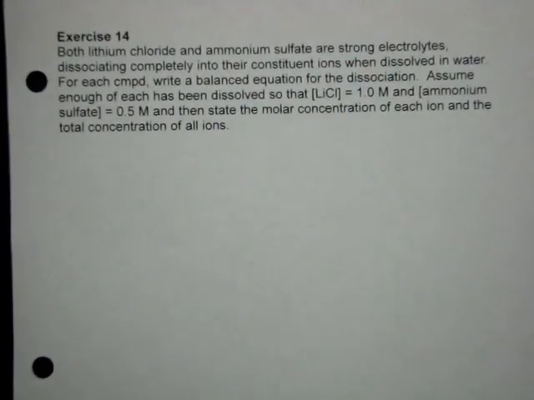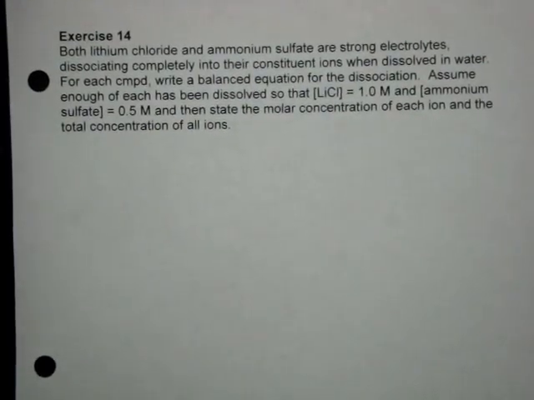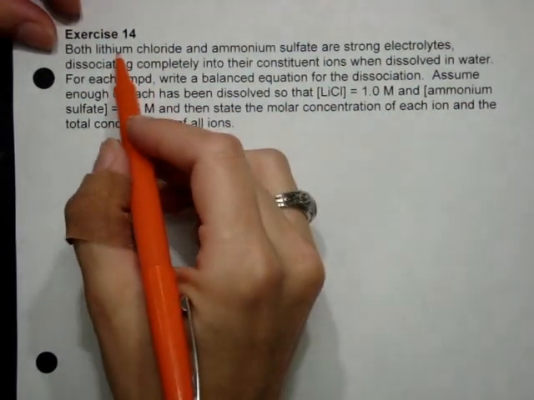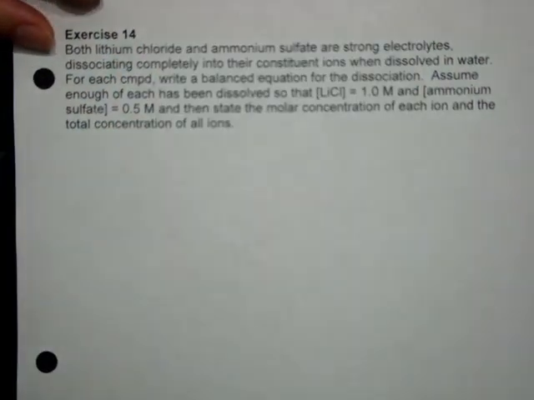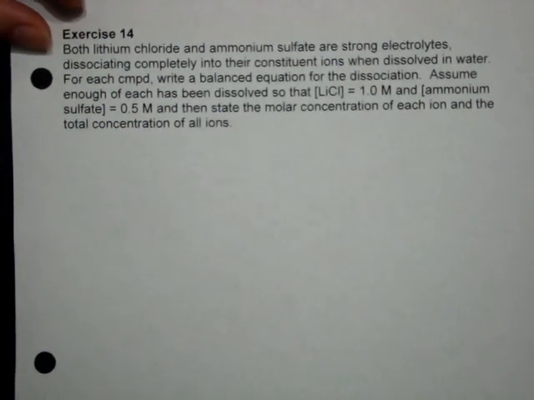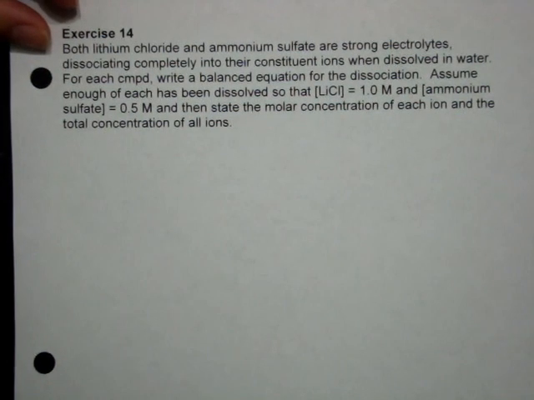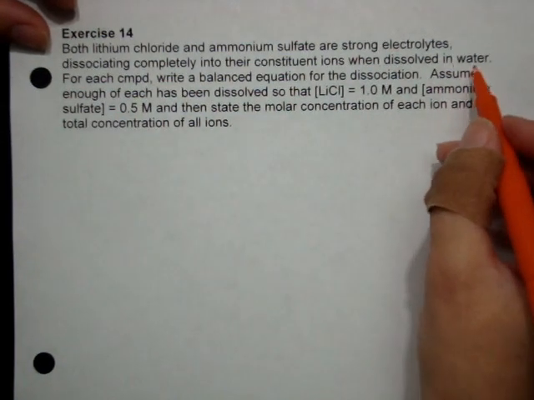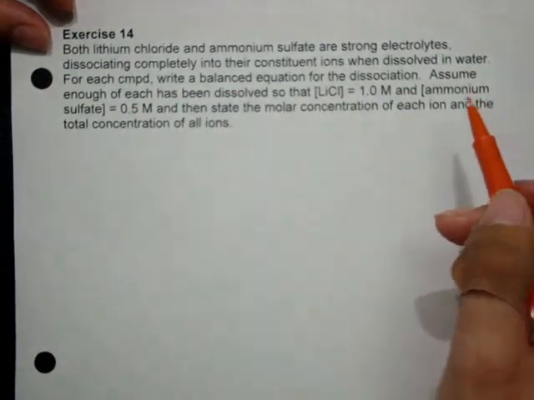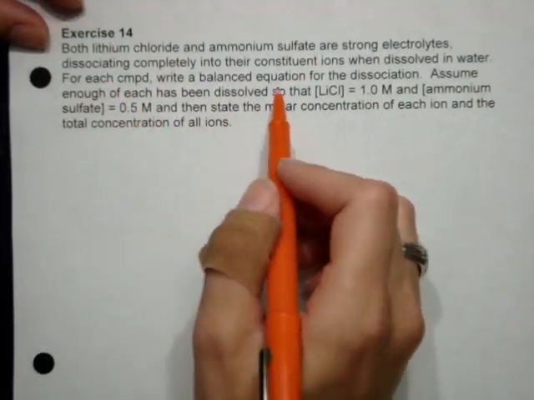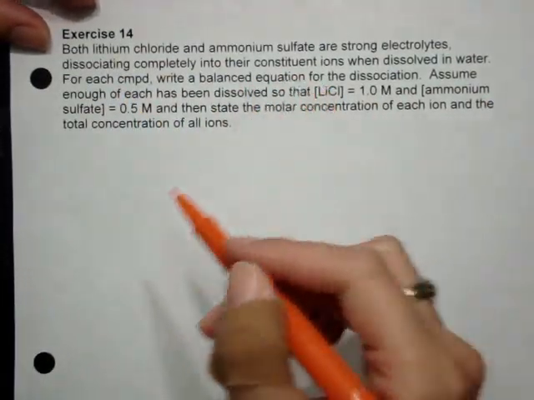For exercise 14, we have a similar situation. Both lithium chloride and ammonium sulfate are strong electrolytes, dissociating completely into their constituent ions when dissolved in water. So they're both soluble. For each compound, write a balanced equation for the dissociation. All right, let's start there.